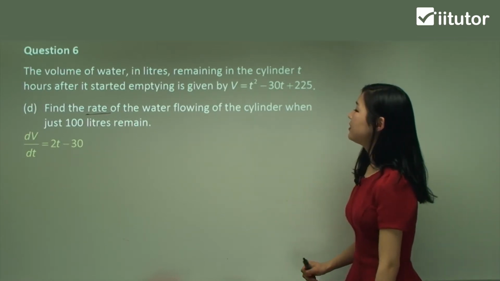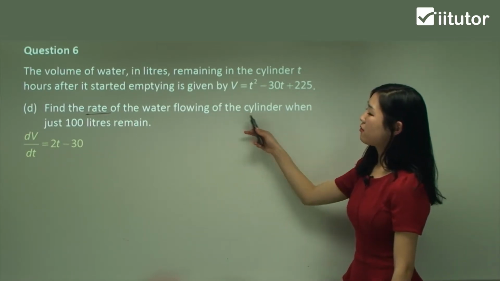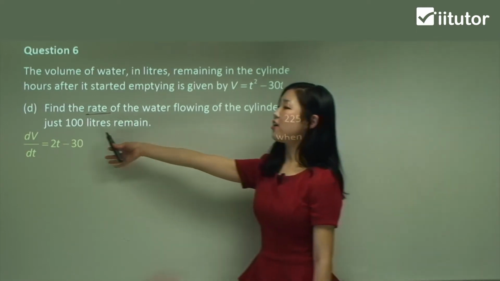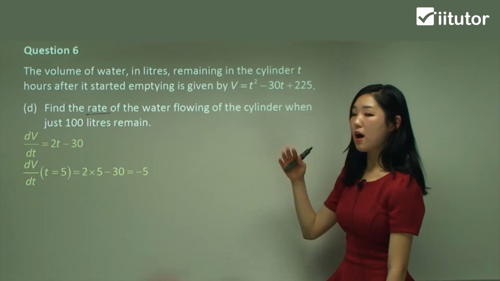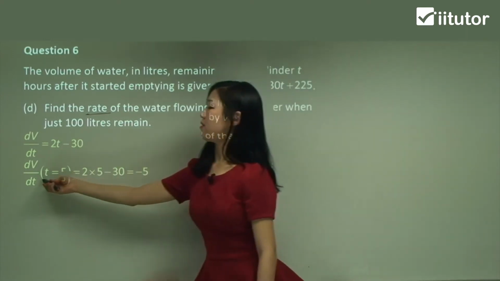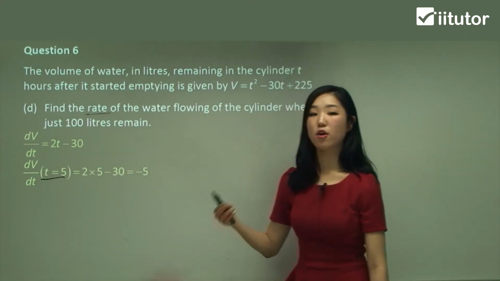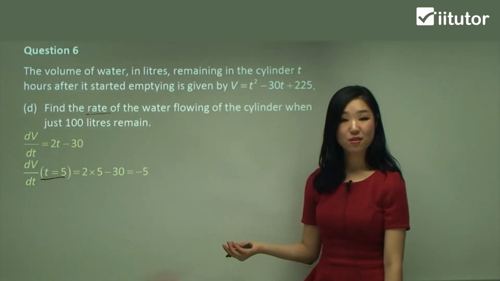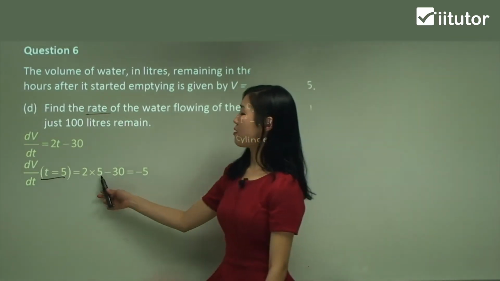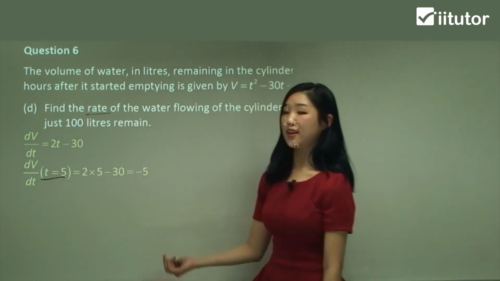Now, it says we want to find the rate of the water flowing when just 100 litres remain. In the previous part, we found that t equals 5 is when only 100 litres remain. So we simply sub in t equals 5. When I sub t equals 5 into there, you should get -5.